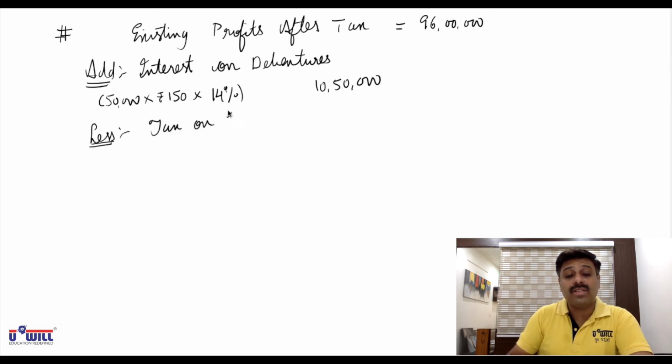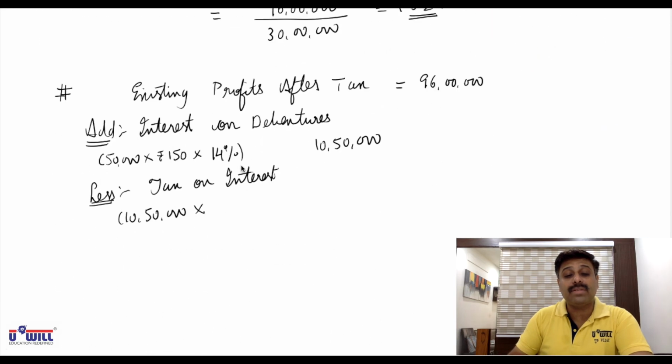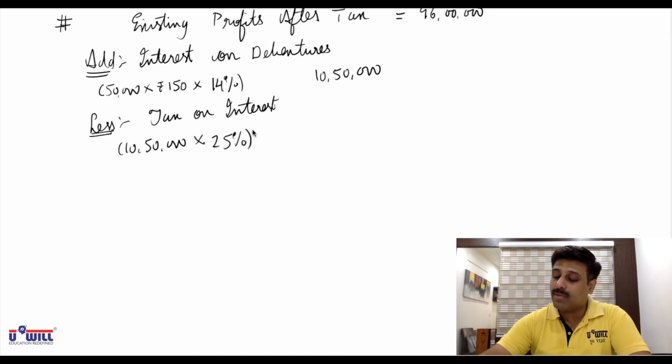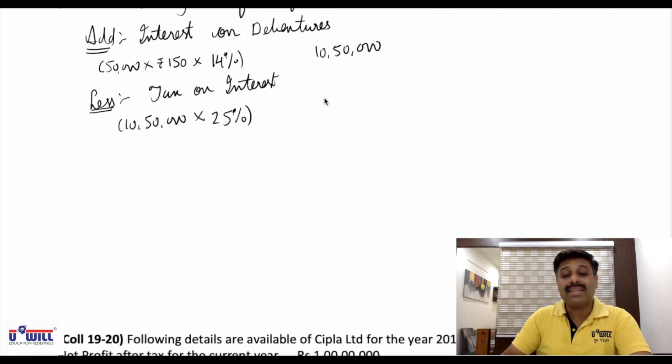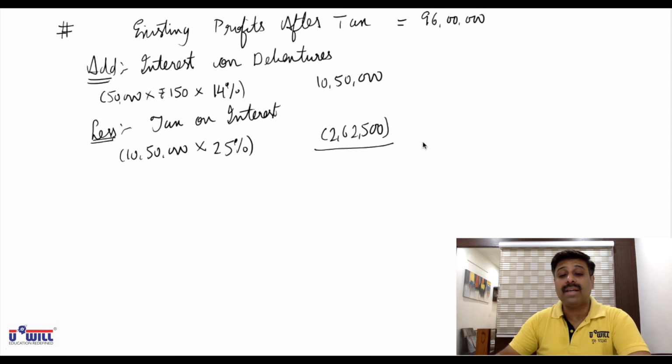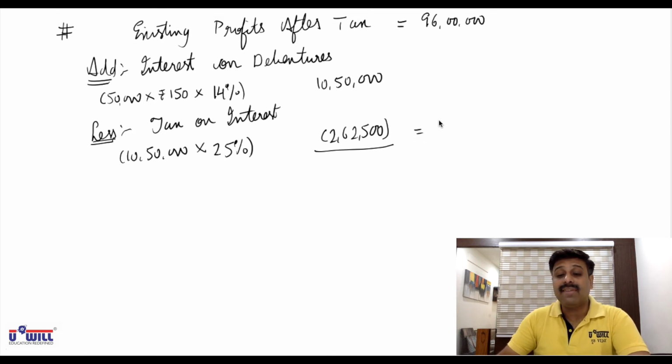So tax on interest we have to minus as we discussed. Means on this 10 lakh 50,000, what is the corporate tax rate given? 25%. On this 10 lakh 50,000, 25% tax company won't be able to save. So 2,62,500 tax burden will increase in future. Means overall the profits will increase by what amount? 10 lakh 50,000 minus 262,500, 7 lakh 87,500 only.